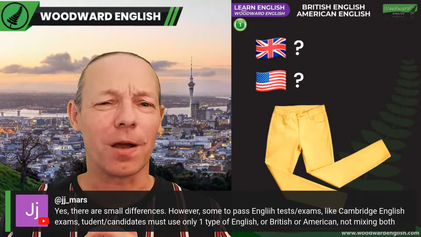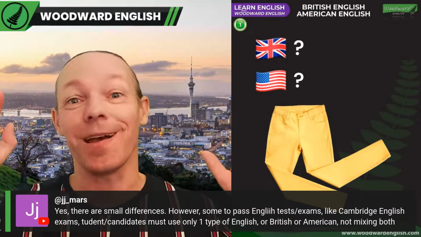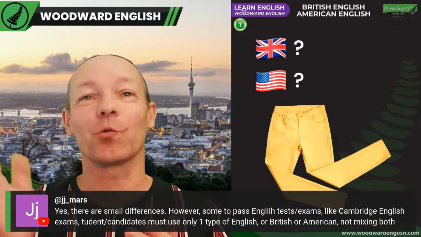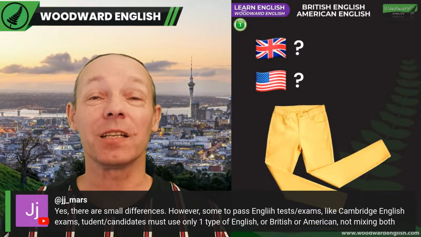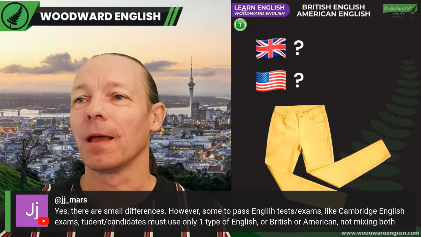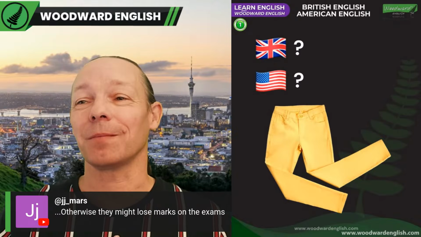And I'm pretty sure in IELTS, they accept both forms or dialects or ways of English, like American English, but do not mix them. That's a great comment there, JJ. It is so true. And in everyday English, just use whatever you're comfortable with. Exactly. Otherwise, they may lose marks on the exams. That is so true.